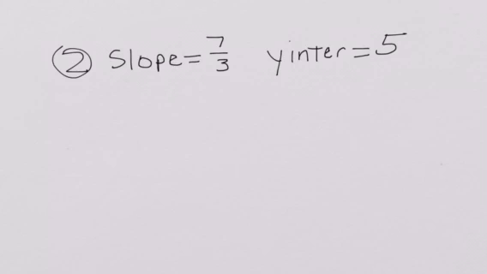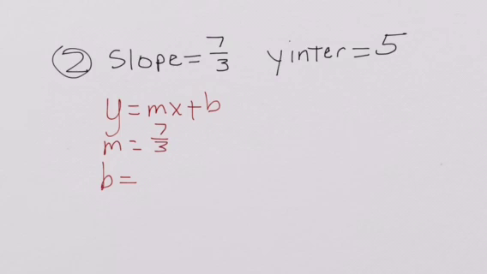Right? We're going to do another equation of the line. So for the equation of the line, we're going to do y is equal to mx plus b, m equals, b equals. Our slope is 7/3, and our y-intercept is 5. So the equation of the line is going to be y is equal to 7/3 x plus 5.